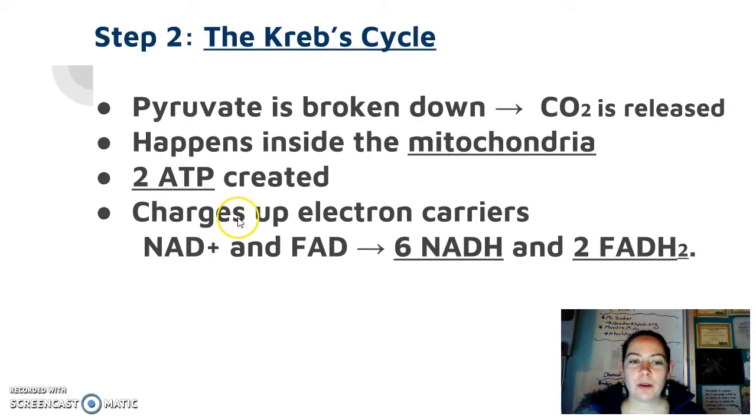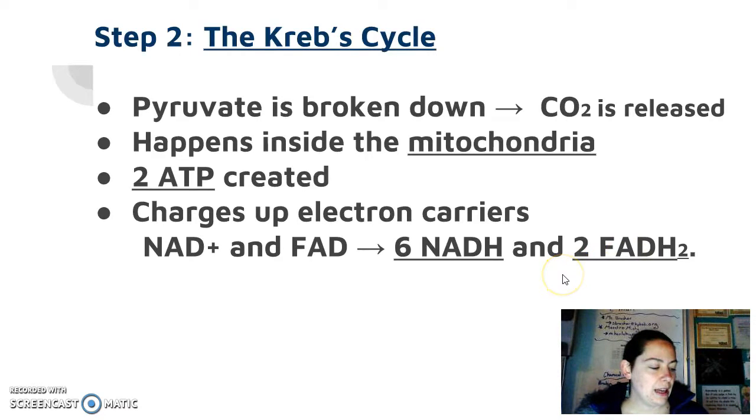And then a bunch more electron carriers get charged up. So we've got our old friend NAD, and then we have a new one that we haven't seen before, FAD, but you can tell they're related. They're like cousins. Pretty much the same thing. So from the Krebs cycle, we're going to end up with 6 NADH. That's one of your bubbles. And 2 FADH. That's the other bubble coming off of the Krebs cycle.